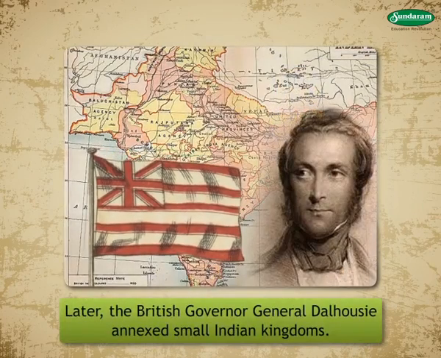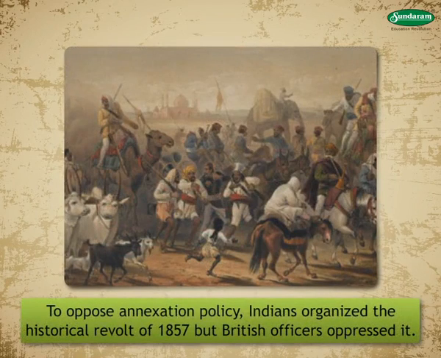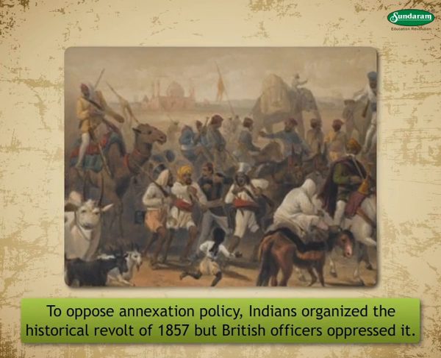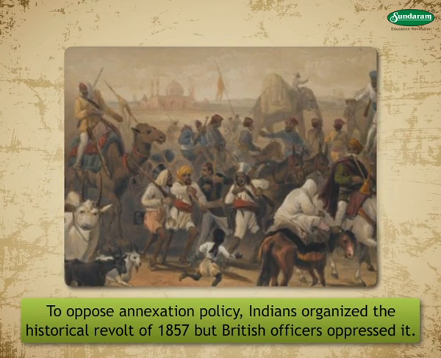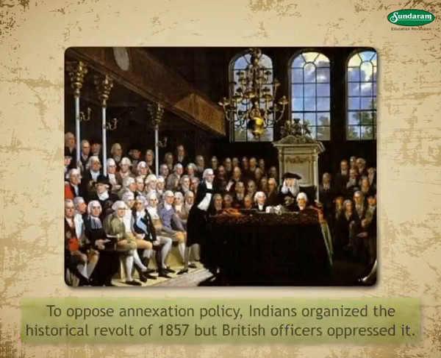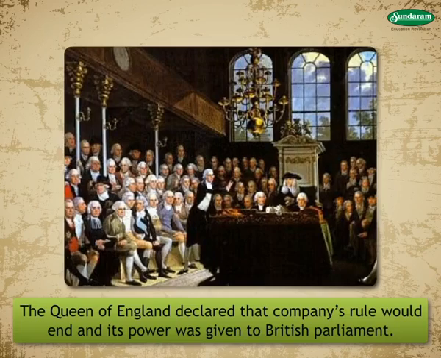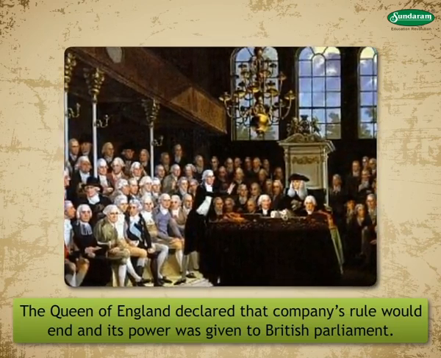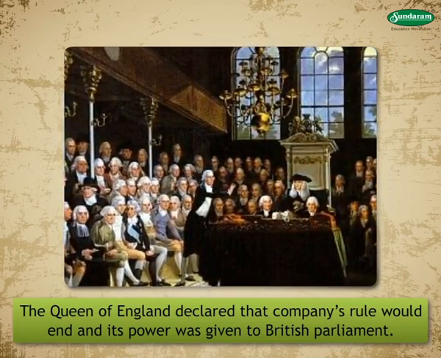Later, the British Governor General Dalhousie annexed small Indian kingdoms. To oppose the annexation policy, Indians organized the historical revolt of 1857, but British officers oppressed it. The Queen of England declared that the Company's rule would end and its power was given to the British Parliament.